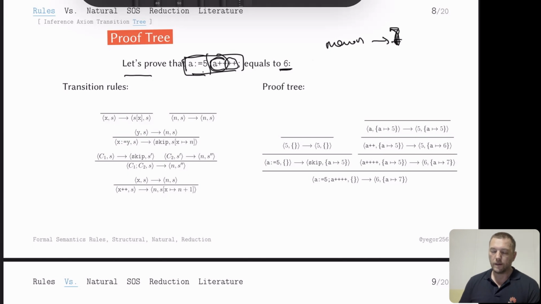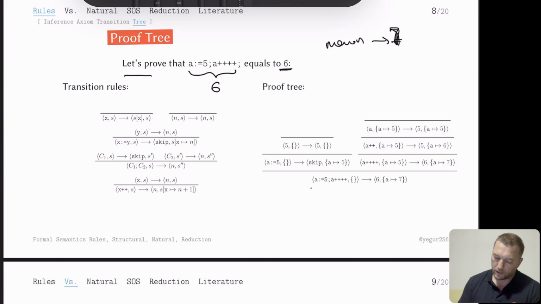Of course. So the result of the evaluation of this program will be 6, and the memory will stay 7. 6 will be returned to the user, or rather, this entire expression will be replaced by 6. But in memory, we will keep the number 7. And here's the proof. The proof starts from the bottom.